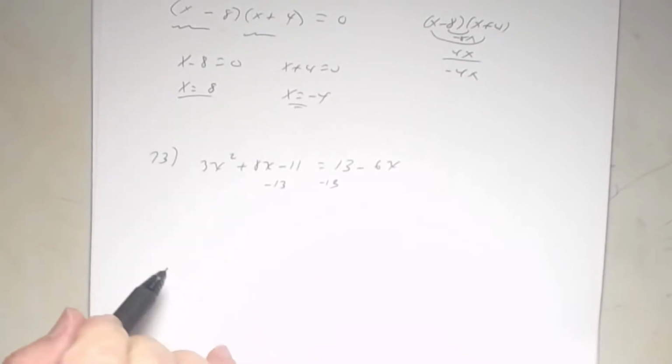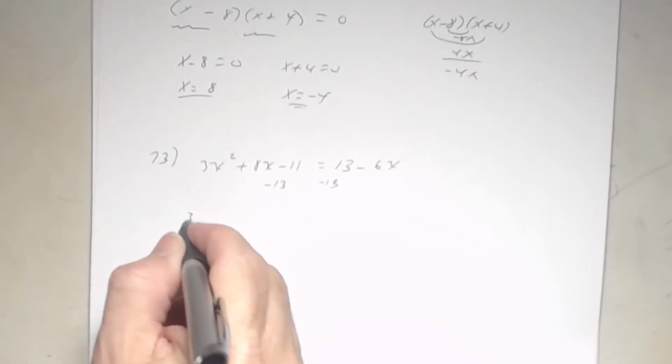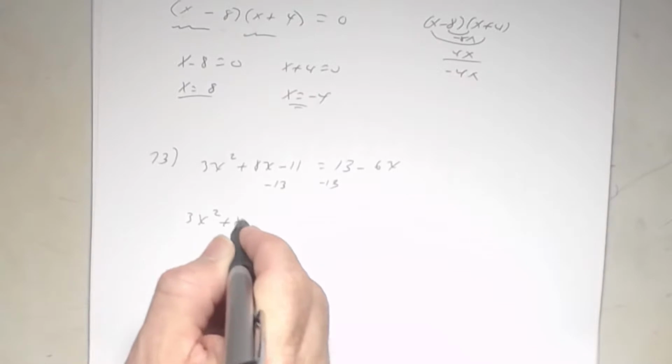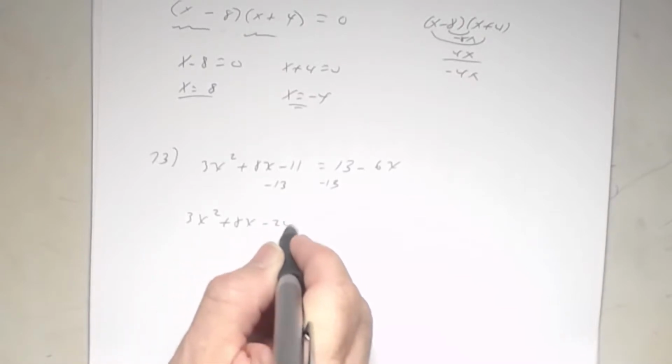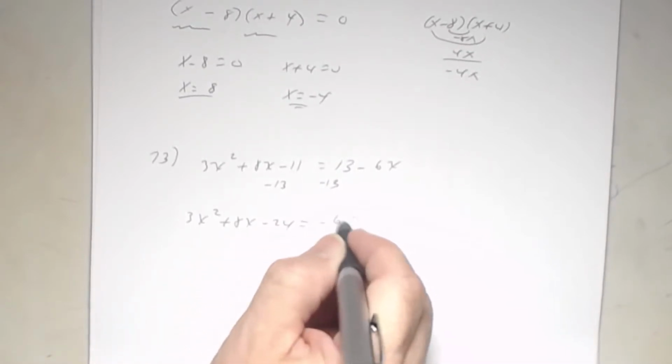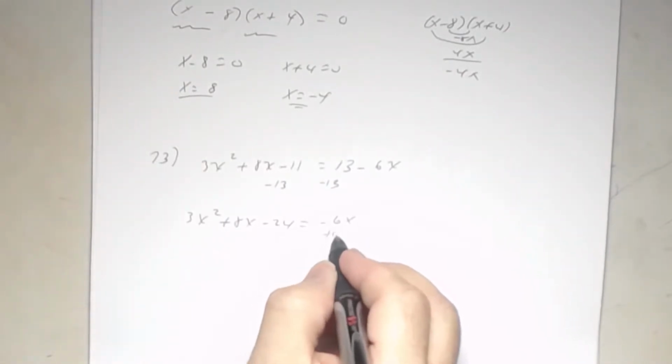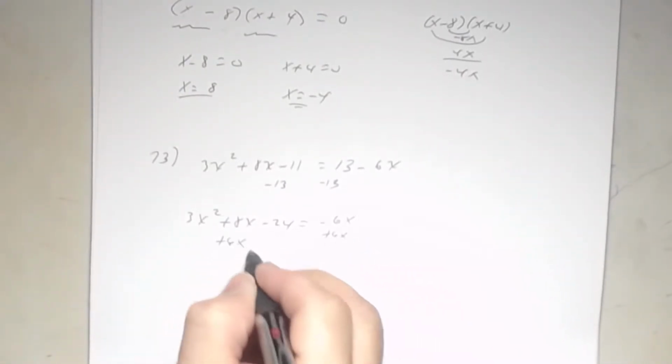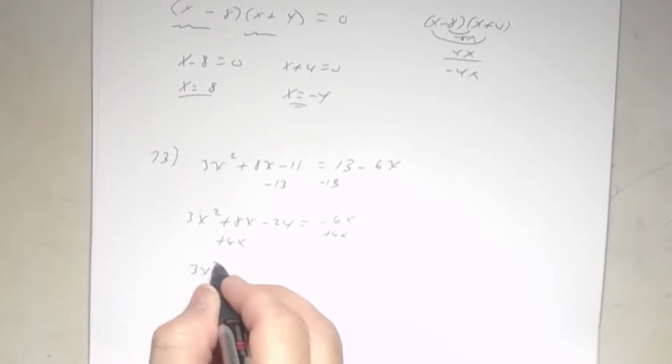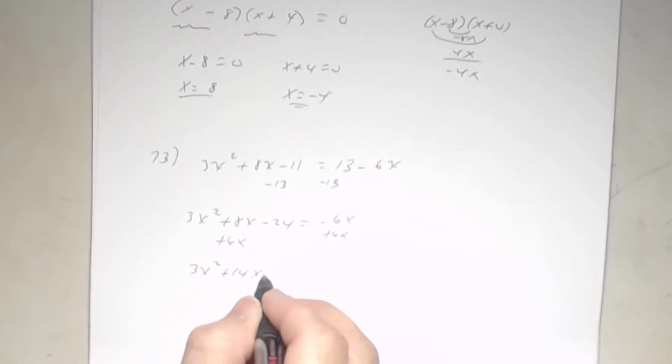All right, so you would have 3x squared plus 8x minus 24 is equal to negative 6x. What's the next step? Add 6x. You would add that to the 8x. You would get 3x squared plus 14x minus 24 is equal to 0.